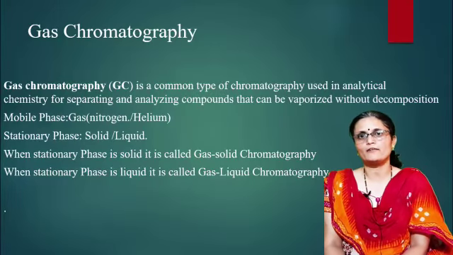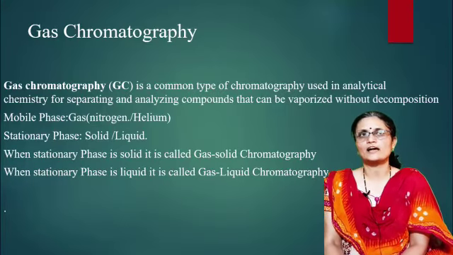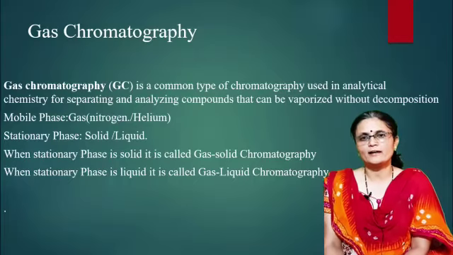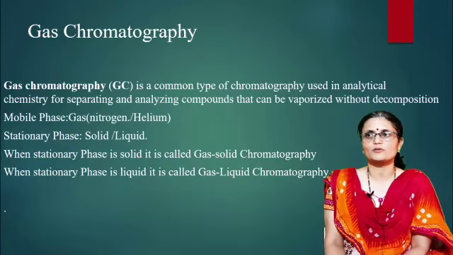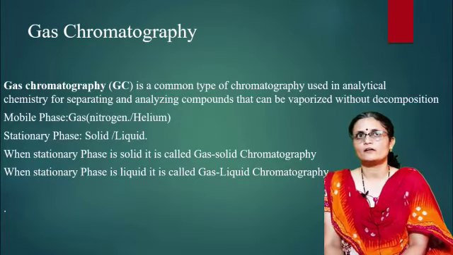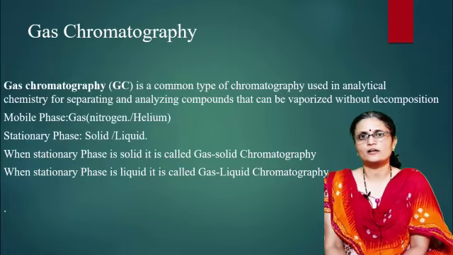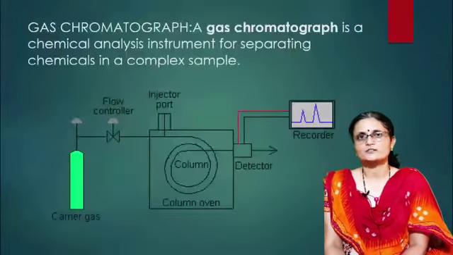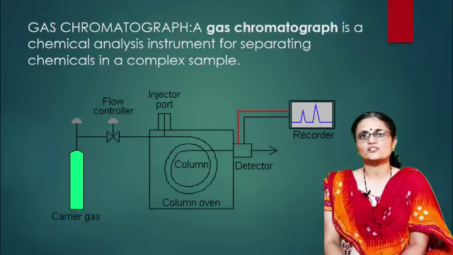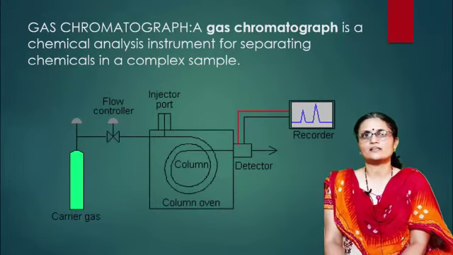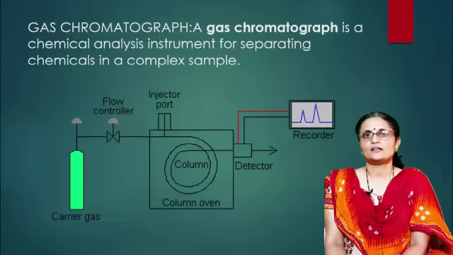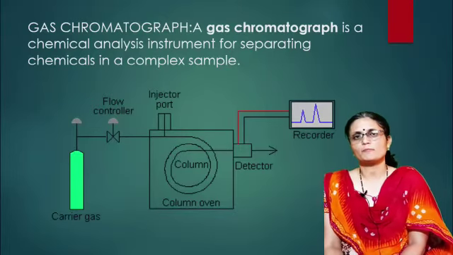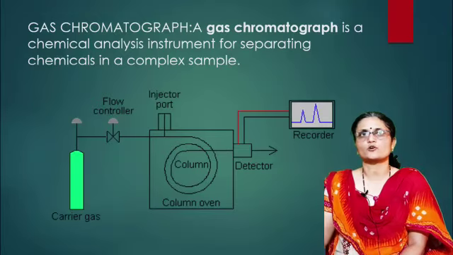So we will require a mobile phase which is inert, that is, which does not react with the sample. The mobile phase therefore is gas. The stationary phase can either be solid or liquid. When the stationary phase used is solid, it is called gas solid chromatography, and when the stationary phase is liquid, it is called gas liquid chromatography. Gas chromatography is a combination of partition and adsorption chromatography.